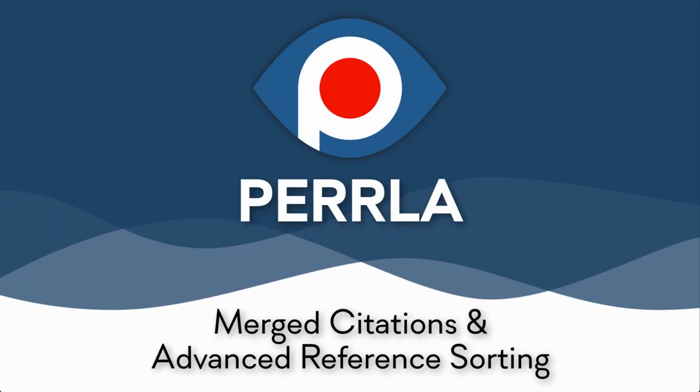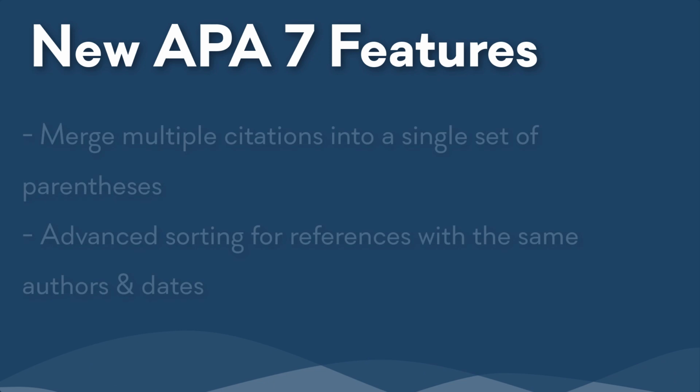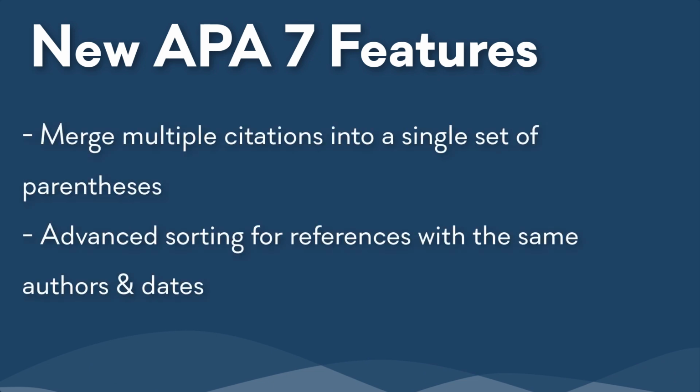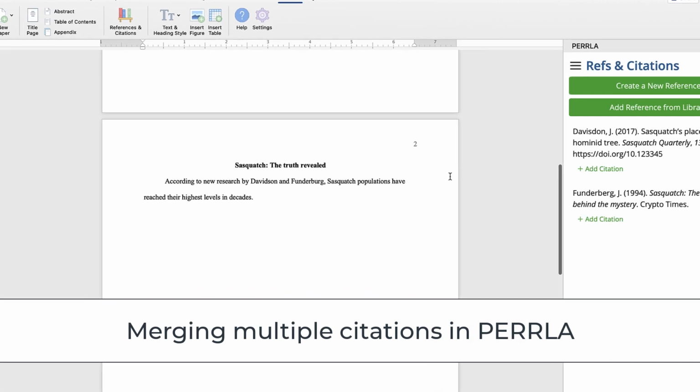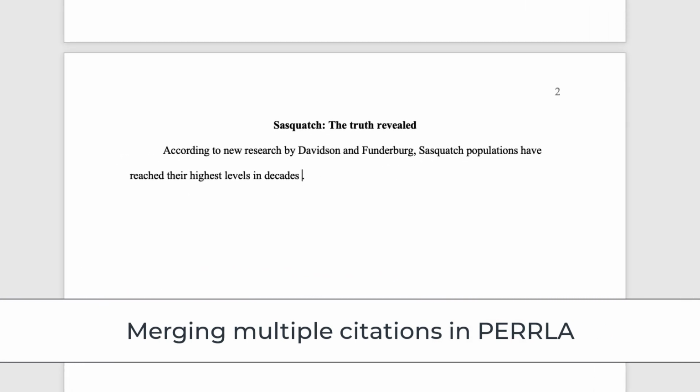For years, there are two features that you've asked us for that we've wanted to create. And with a new update for the APA 7 reference engine, we're excited to bring you merged citations and advanced reference sorting to PERRLA for Word. Now you can create merged citations that include citations for multiple references inside a single set of parentheses.